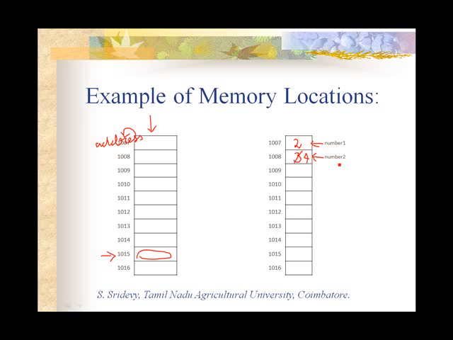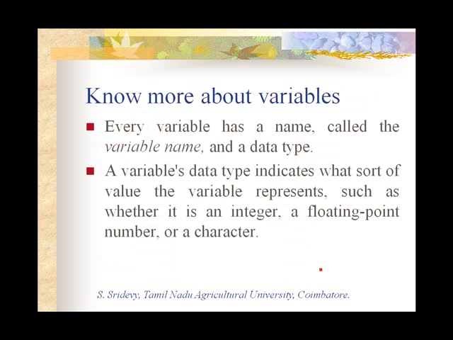So, with the help of the variables, what we try to do is name the memory locations in the main memory of the computer, even though we don't know the associated addresses of those locations. So, every variable should have a name called the variable name. And this variable name indicates what sort of value the variable represents.